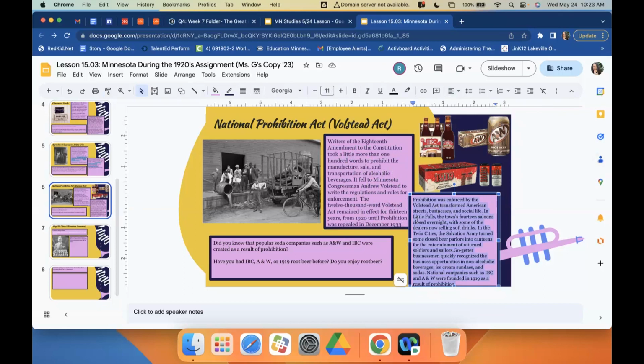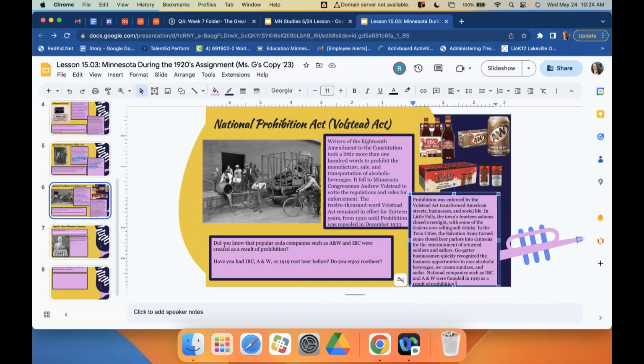Prohibition was enforced by the Volstead Act, transformed American streets, businesses, and social life. In Little Falls, the town's 14 saloons closed overnight, with some of the dealers now selling soft drinks. In the Twin Cities, the Salvation Army turned some closed beer parlors into canteens for the entertainment of returned soldiers and sailors. Go-getter businessmen quickly recognized the business opportunities in non-alcoholic beverages, ice cream sundaes, and sodas. National companies such as IBC and A&W were founded in 1919 as a result of prohibition.